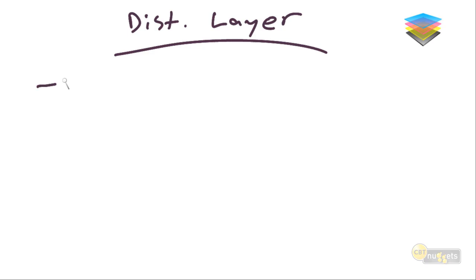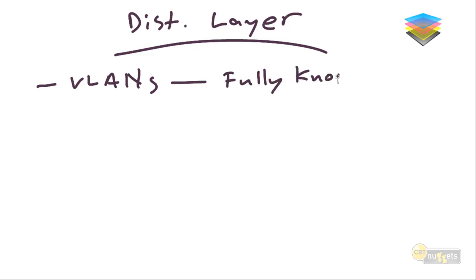Well, one of the things that we tend to have to worry about first at the distribution layer is, if the VLANs are going to be extending into the distribution layer, we have to make sure that they are fully known among all of our devices at that distribution layer. So let me sketch this out.